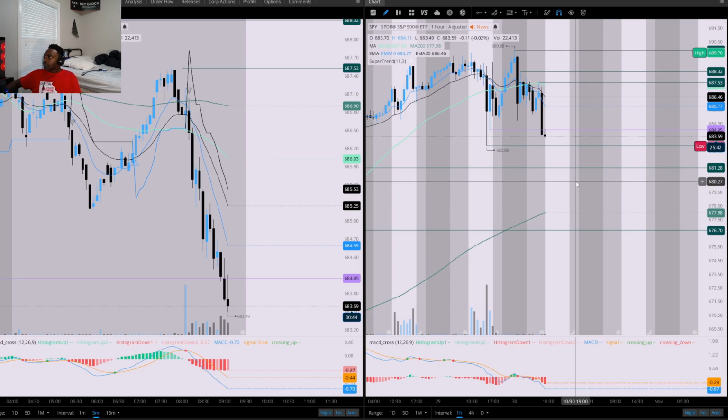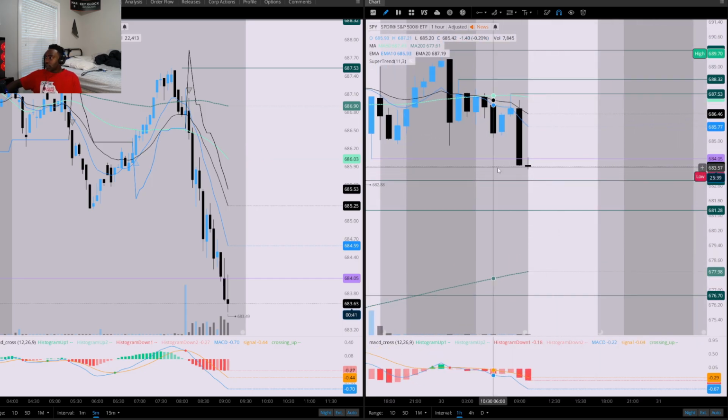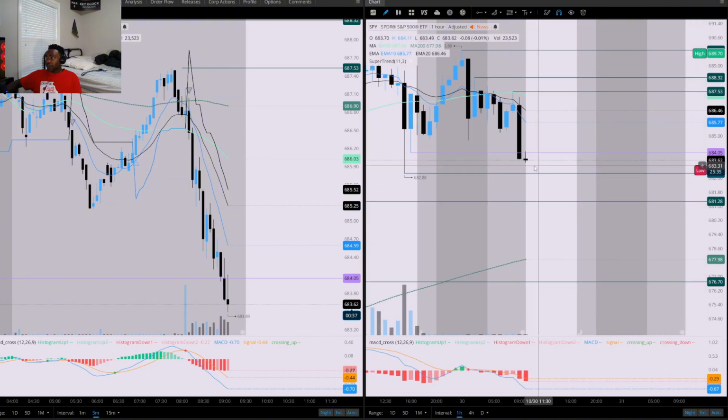It's perfect. But yeah, we see on the hour chart, this hour candle is starting to form. Hopefully it forms. I don't even know what I want right now. We'll just watch for now.